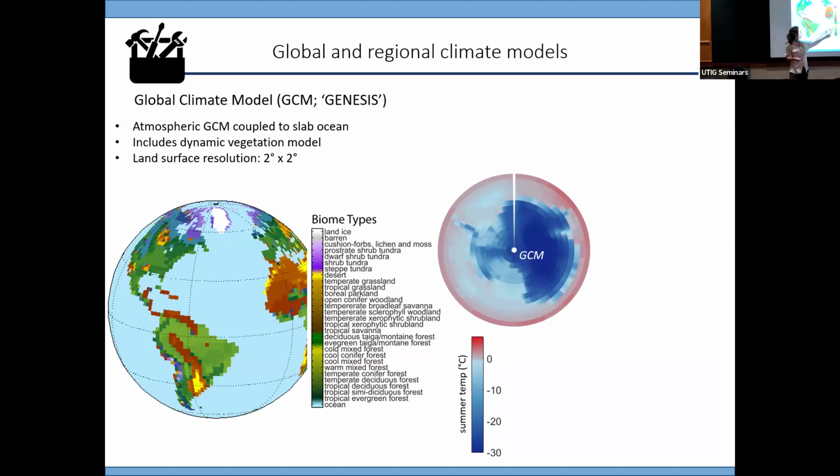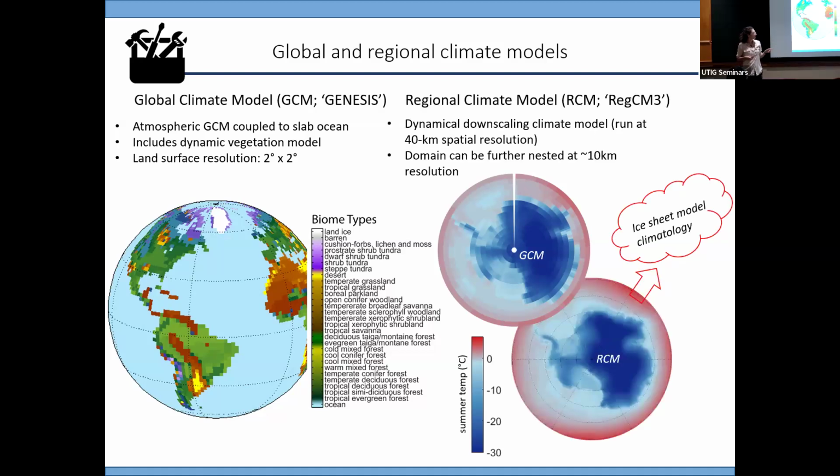So here's Antarctica on the GCM grid. And so for my approach, I usually downscale this with a regional climate model to provide that climatology, that temperature and precip to the ice sheet at a higher resolution.